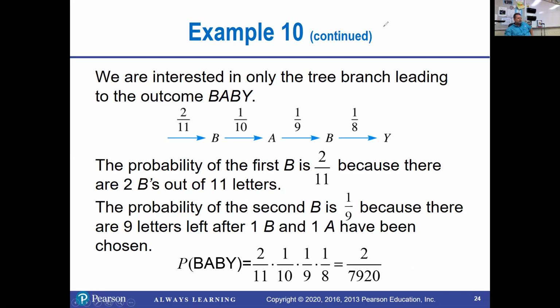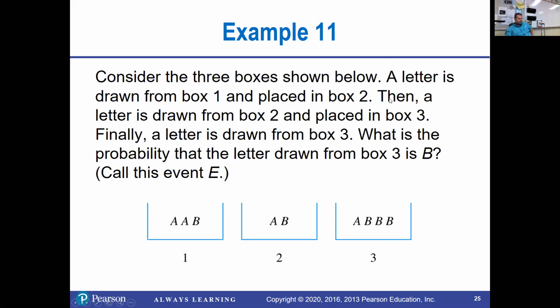Okay. All right. Now it says, consider 3 boxes shown. A letter is drawn from box 1 and is placed in box 2. Then a letter is drawn from box 2 and placed in box 3. Finally, a letter is drawn in box 3. What is the probability that the letter drawn from box 3 is a B?